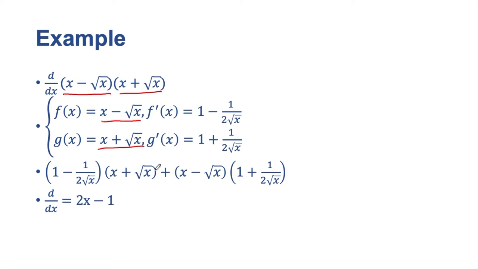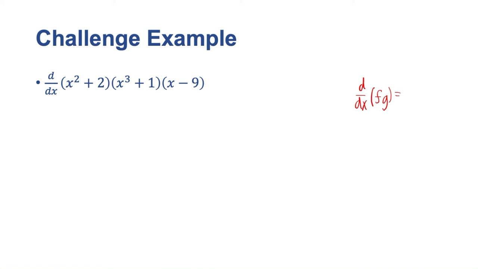All right, now we're going to do a more tricky example. I talked about the product rule having kind of an expandability to it if you have more than two functions that you're multiplying. That's exactly what we're going to do here. We're going to take the derivative of x squared plus 2 times x cubed plus 1 times x minus 9. And so the original product rule is the derivative of fg is equal to f prime g plus fg prime.